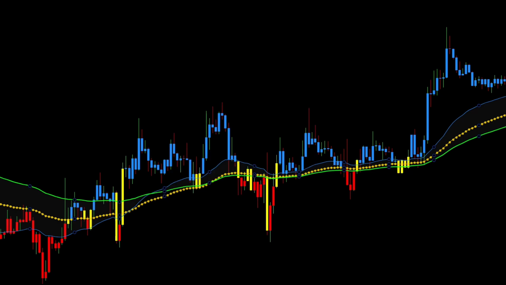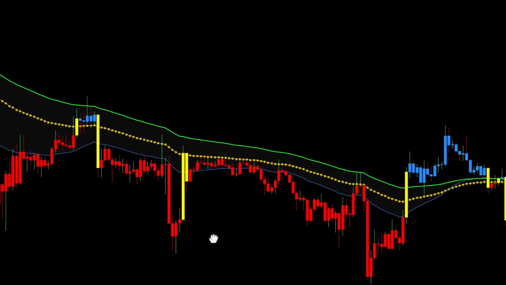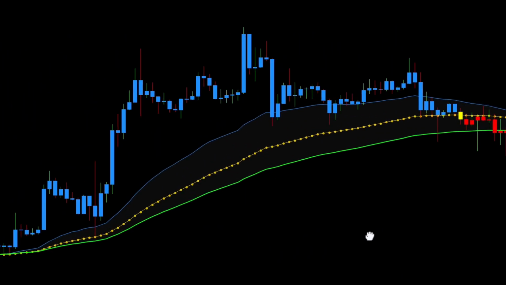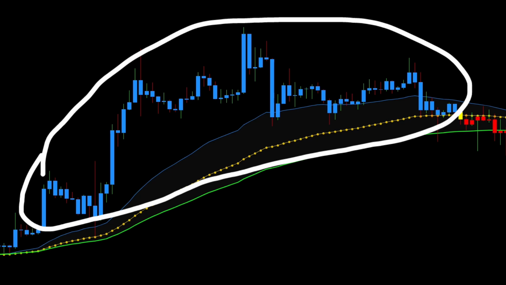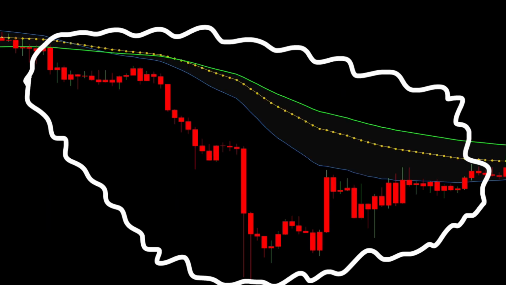So what do these lines mean? The indicator displays four main lines: the fast, medium, slow, and signal moving averages. These lines smooth out price data and help identify the market trend. When the price is above all the moving averages, the asset is in an uptrend, a signal that it's a good time to consider buying. Conversely, when the price is below all the moving averages, the market is in a downtrend, suggesting it's time to sell or avoid buying.